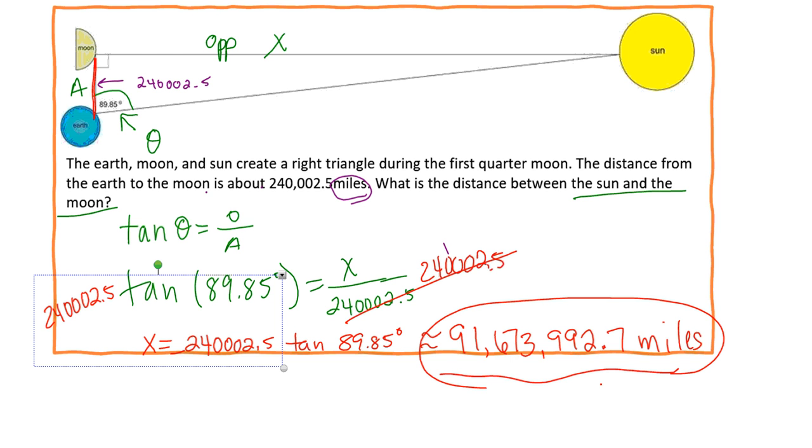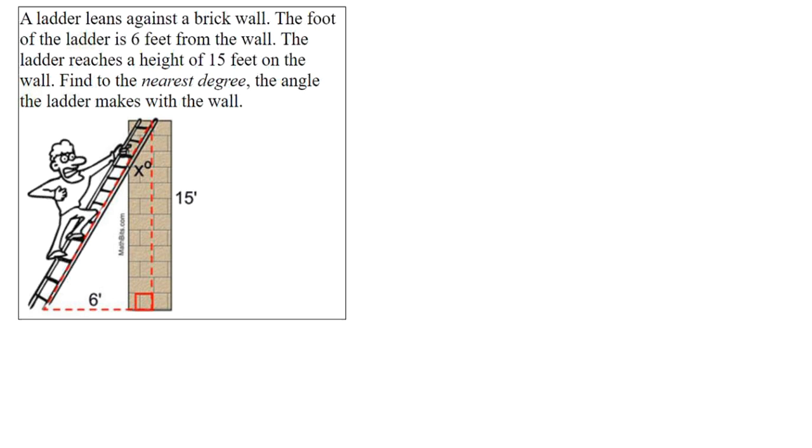All right. Okay, next one says a ladder leans against a brick wall. The foot of the ladder is 6 feet from the wall. The ladder reaches a height of 15 feet on the wall. Find the nearest degree of the angle the ladder makes with the wall.